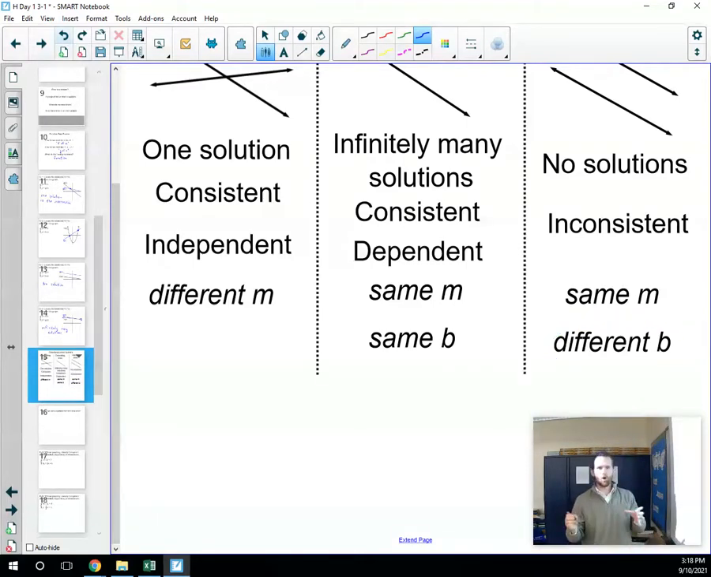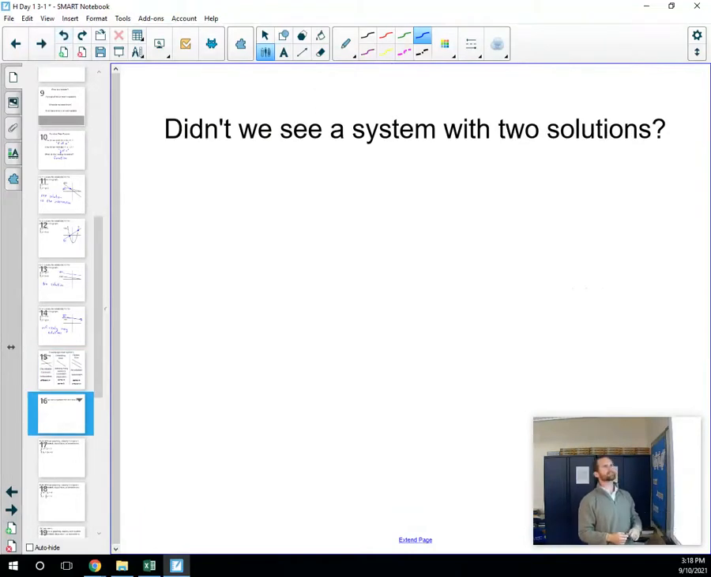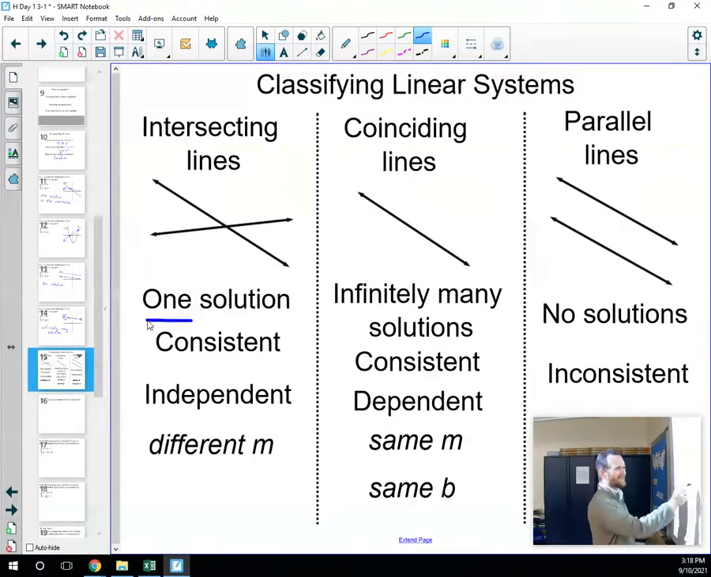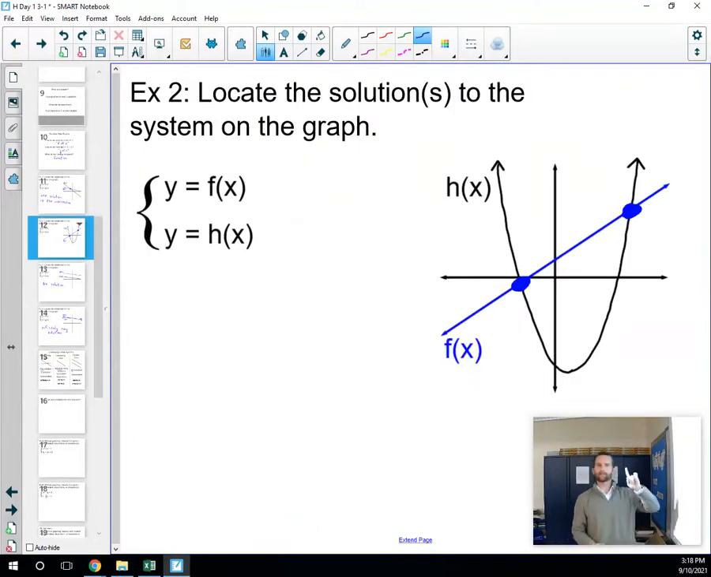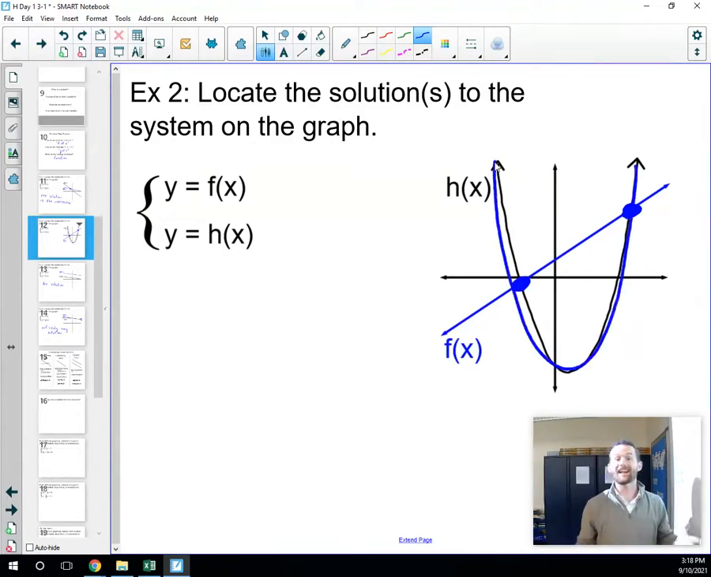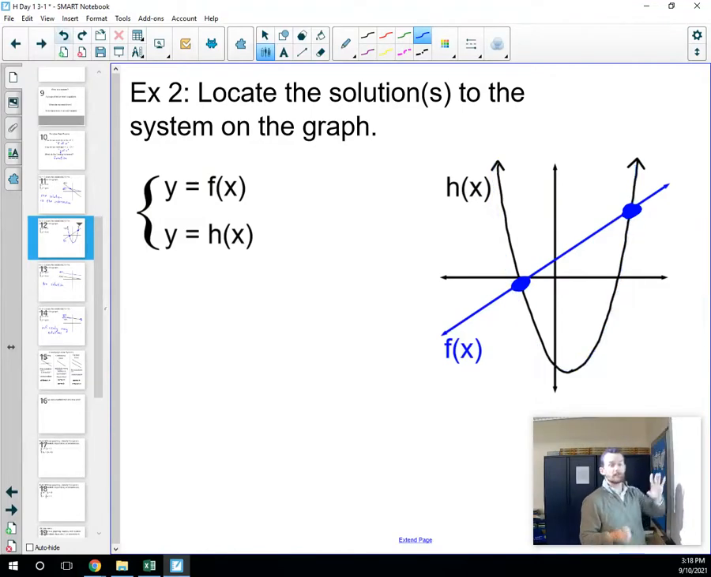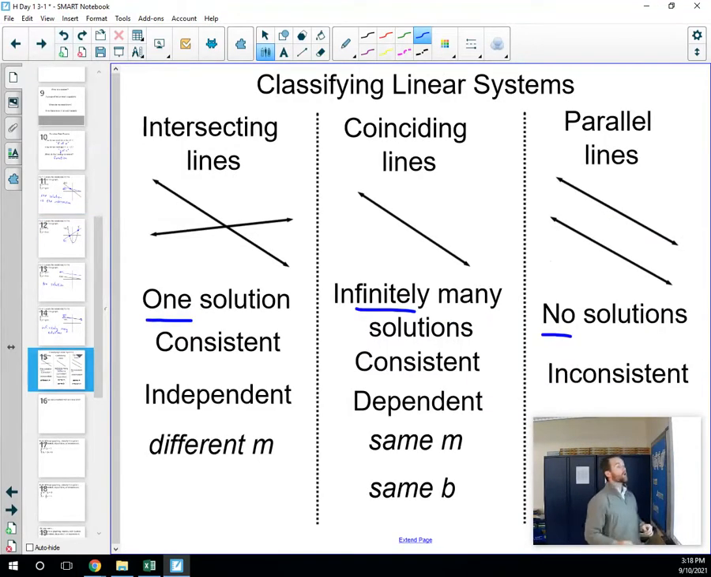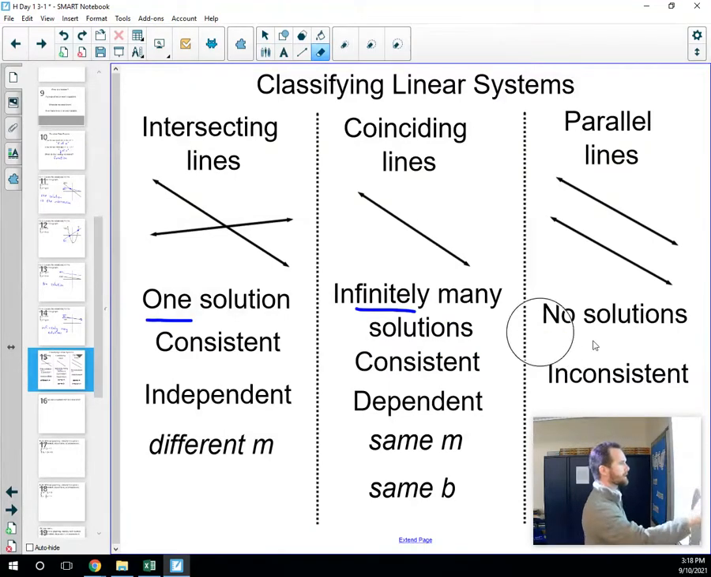All right, so that was a whole bunch of information. Let's apply that. This question. I can understand some students looking at this and saying, wait a minute. Didn't we see a system with two solutions? Now we're talking about one, infinitely many, or no solutions. Didn't we miss something? If we look back, is this a linear system? No, it's not a linear system because h of x is a parabola. It's not a line. So a linear system, a system of two lines, will only ever have one, infinitely many, or no solutions. So just keep that in mind, ladies and gentlemen.